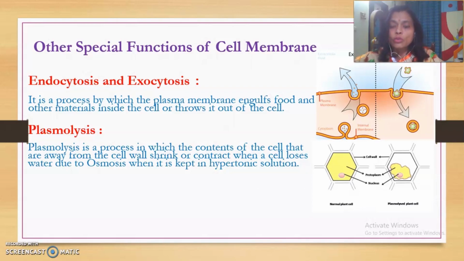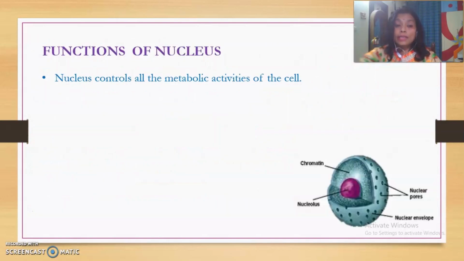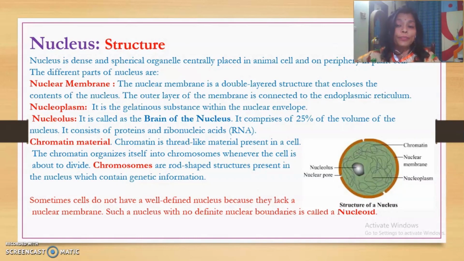Next we are moving to the nucleus. Nucleus is the controlling unit of the cell, and this is a very important part of the cell. Generally in case of animal cells it is at the center, but in case of plant cell it is on the periphery or towards the membrane. First of all, we will take up the structure of the nucleus.